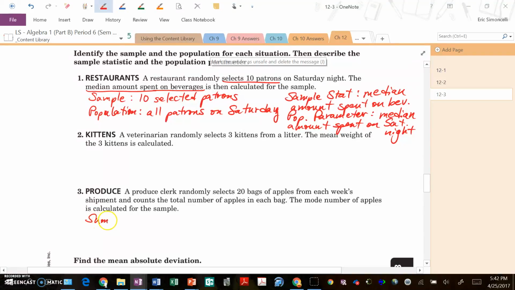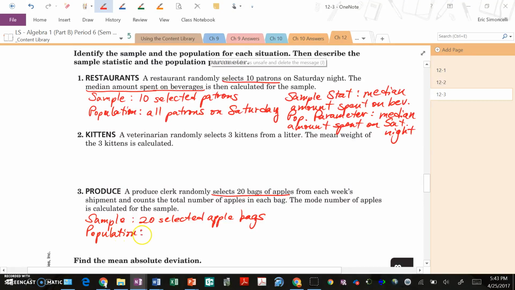So let's start again with the sample. For our purposes here, we're looking at what? The 20 selected bags. I'll be even more specific. We're talking about apples. So 20 selected apple bags. Okay. And then we move on to the population. Population, of course, larger than the sample. In this instance, we're talking about a bigger picture here, so all bags of apples in the week's shipment.